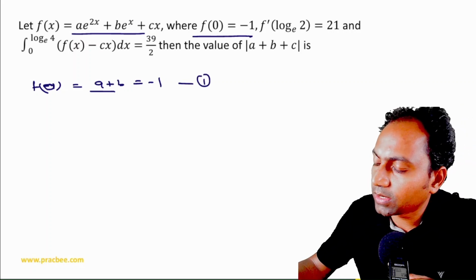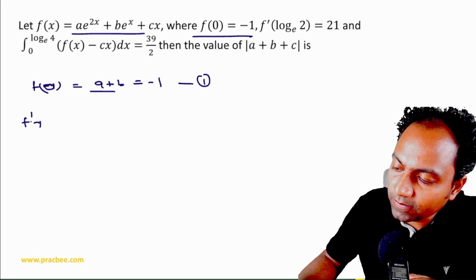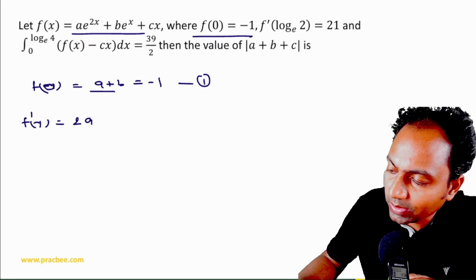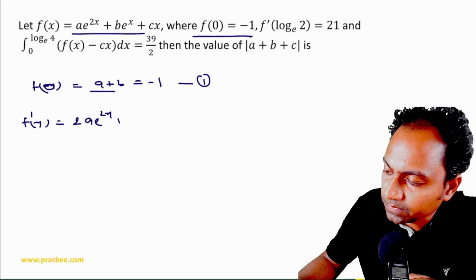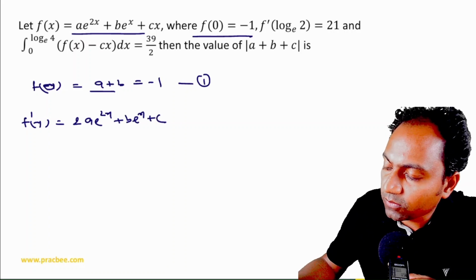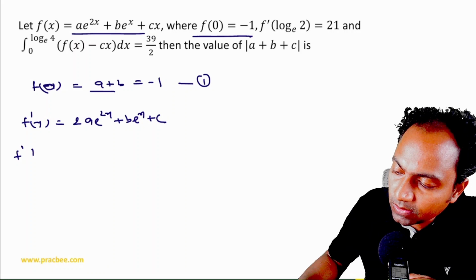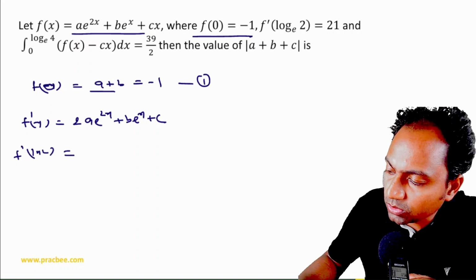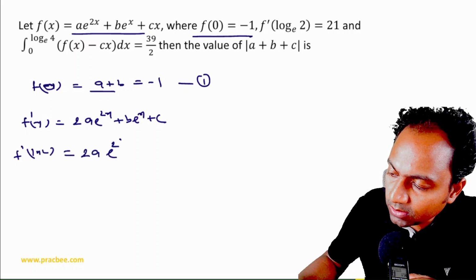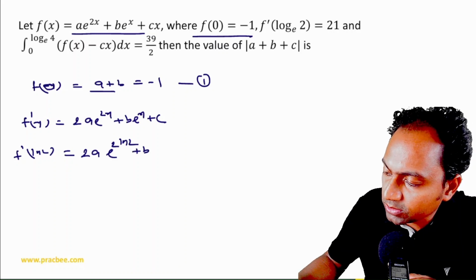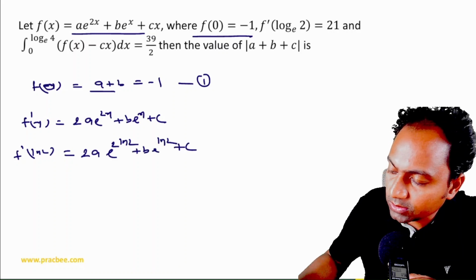Second is, if I take f dash of x. So if I take f dash of x, let us do that. So 2a e raised to the power 2x plus b e raised to the power x plus c will come. And now they want us to put ln 2 here. And if I do so, this is 2a e raised to the power 2 ln 2 plus b e raised to the power ln 2 plus c.